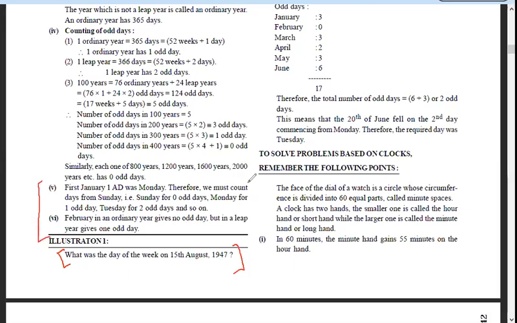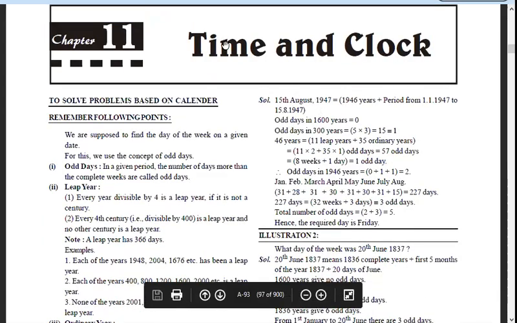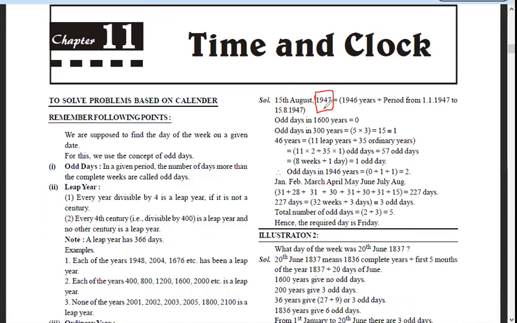See, you have to remember this information. First, 1st January of AD, meaning your 0th year, was Monday. So the first day was Monday. Odd days should be counted from Sunday: Sunday, 0 odd days, Monday, 1 odd day, Tuesday, 2 odd days. Right, everyone? Now, the question is 15th August 1947. What we have to do is see how many odd days we will have till 1947. So 1947 is 1946 complete years plus, what month, completely 7 months and 15 days. Right, everyone? Tell me, right, everyone?